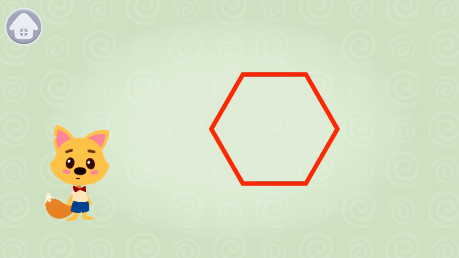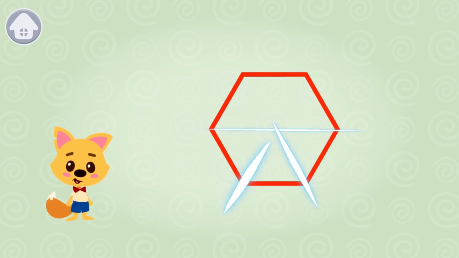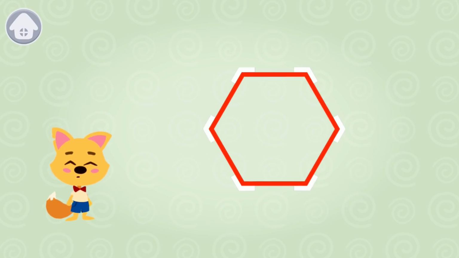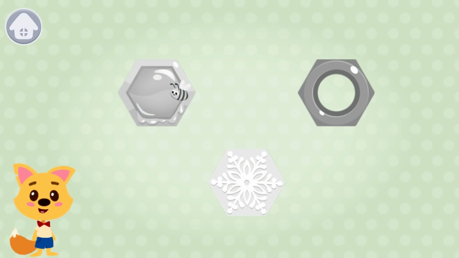This is a regular hexagon. It has six angles. 1, 2, 3, 4, 5, 6. All sides of the regular hexagon are equal. The regular hexagon is made up of six triangles. Tap on the hexagon. Tap on all the hexagon-shaped items.